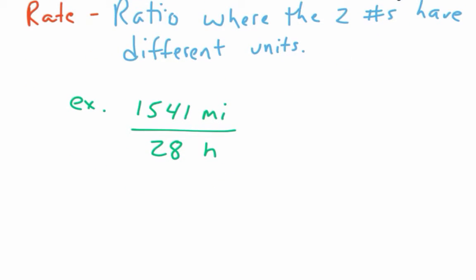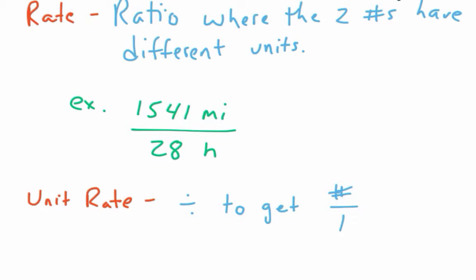What I wanted to do is then lead us up into the next thing, which they call a unit rate. A unit rate is going to be that same sort of thing, but now we want to get it so it's a number over 1, or really just a single number instead of a fraction. So I'm going to say you divide to get a number over 1.